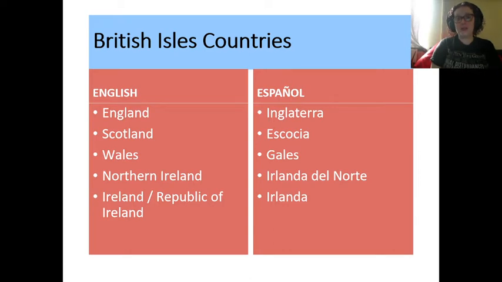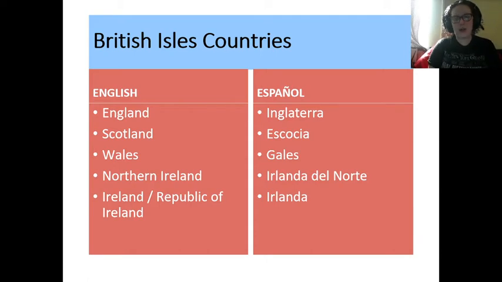Scotland, Escocia. Wales, for some reason I love the word for Wales in Spanish. I'm never quite sure why, but it just really sounds nice. So Wales comes up as Gales. Northern Ireland, Irlanda del Norte, and of course Ireland, or the Republic of Ireland, which is South Ireland, I suppose you could say, Irlanda.